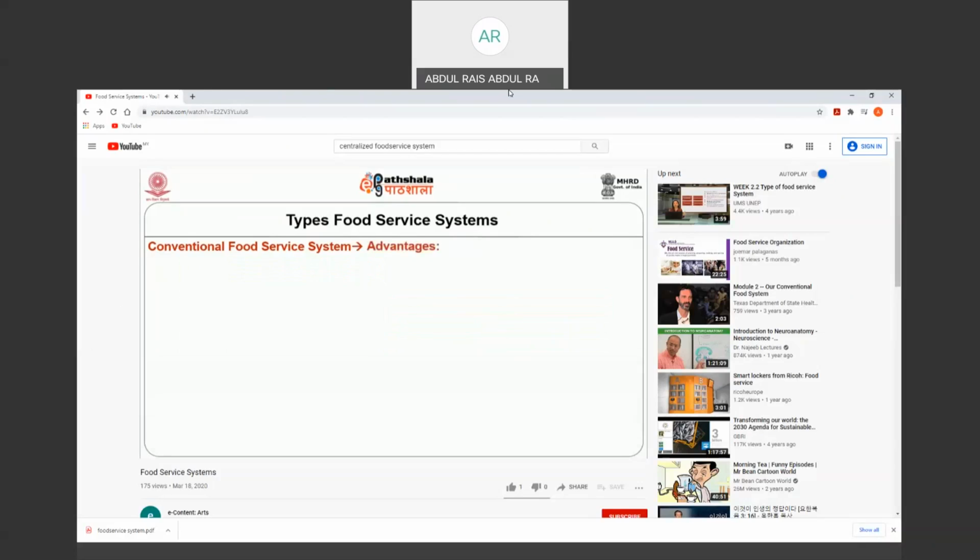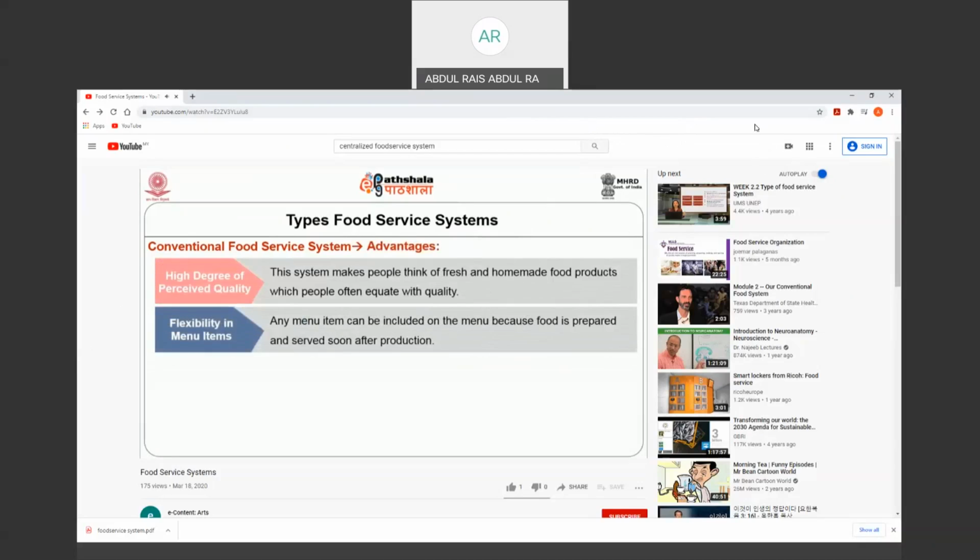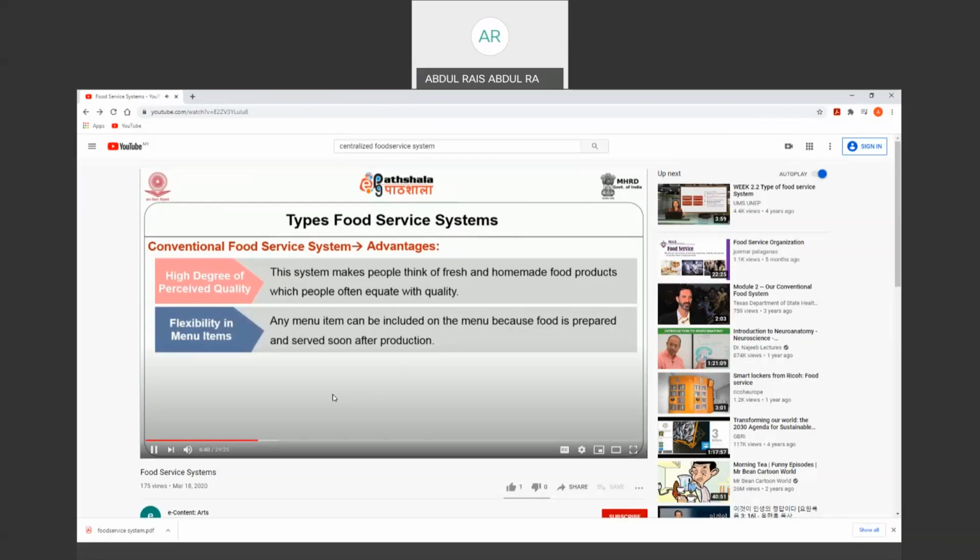The advantages of conventional food service systems are several. The first one is high degree of perceived quality. This system makes people think that food is fresh and homemade, and therefore people often equate it with quality. The second one is flexibility in menu items. Any menu item can be included on the menu because food is prepared.